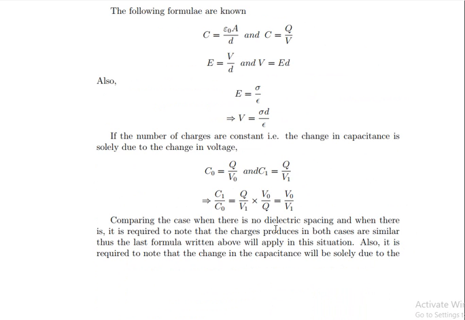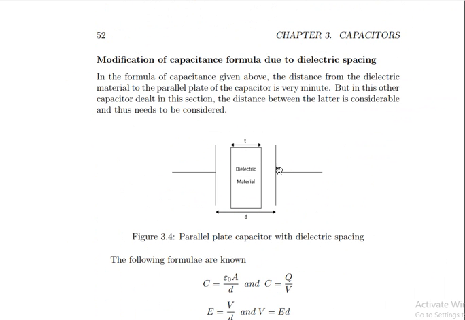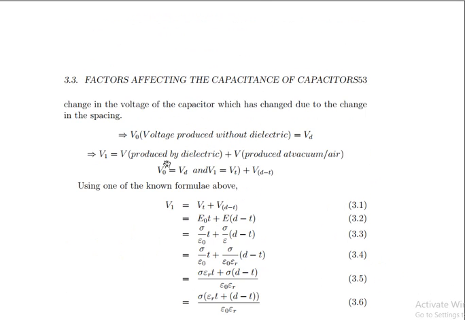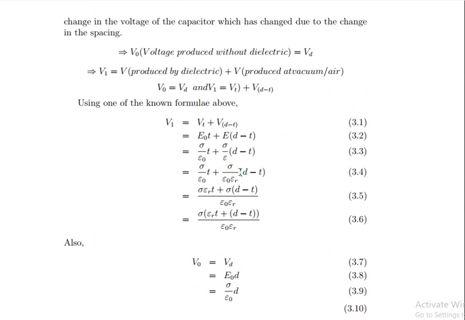Now, visualizing this diagram again, the dielectric material occupies a space T, and the space not occupied by dielectric material is going to be D minus T. In that space D minus T, the permittivity of the medium is equal to the permittivity of free space. But in this thickness T, the permittivity of the medium is equal to the permittivity of the dielectric material. Now we are going to summarize this diagram with this equation here.